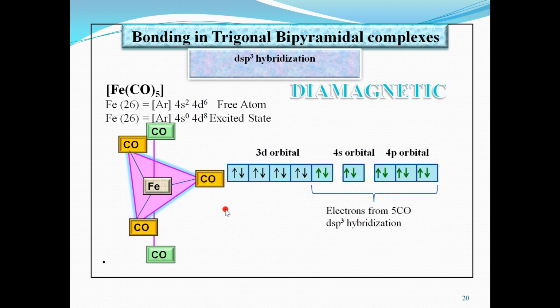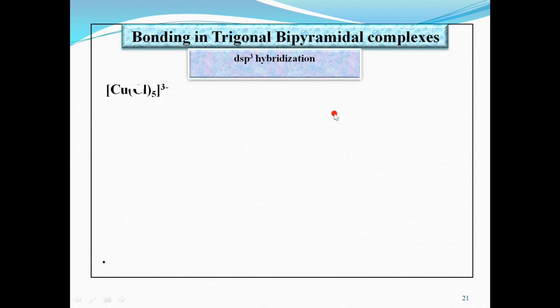And if we see the hybridized state of this complex, all electrons are paired, hence it is diamagnetic in nature, and it has 0 magnetic moment value. We try another example, CuCl5 raised to 3 minus charge.